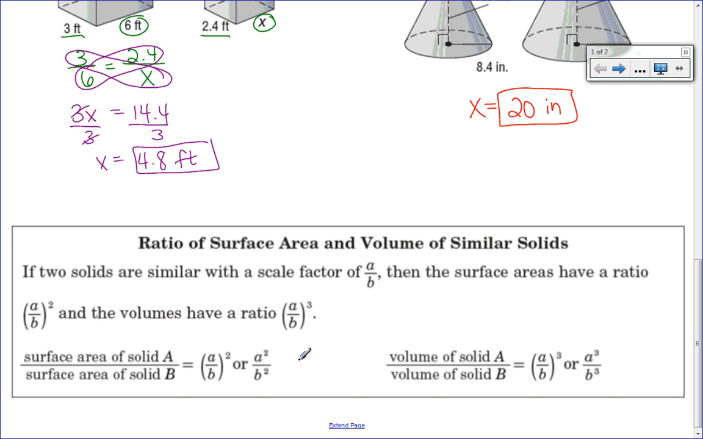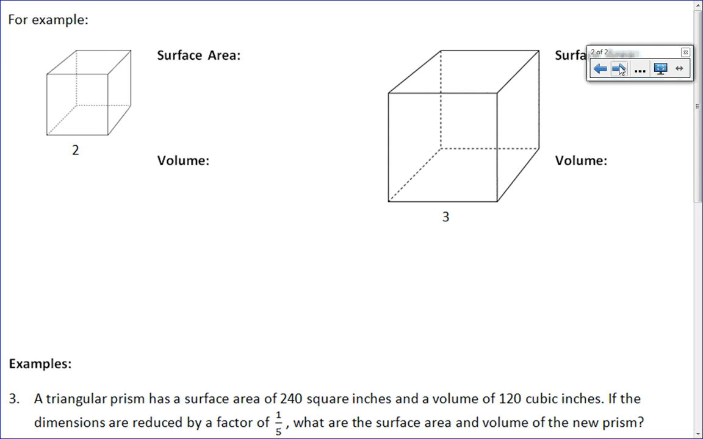So we have these two relationships here. Surface area of solid A over surface area of solid B is equal to A over B squared, or A squared over B squared. Same sort of idea with volume. Volume of solid A over volume of solid B is equal to A over B cubed, or A cubed over B cubed. Now this probably all sounds a little bit confusing, so at the top of the next page, we're going to look at a very basic example of two cubes that are obviously similar. Any cubes are similar. And just see what the relationship is between their surface areas and their volumes.